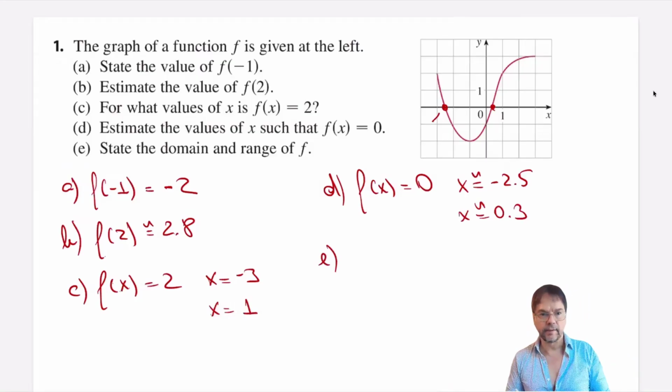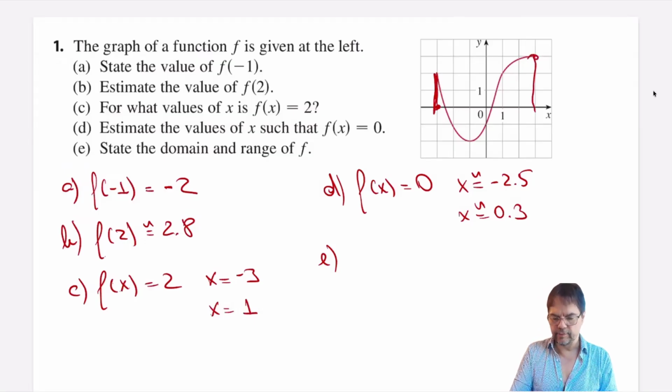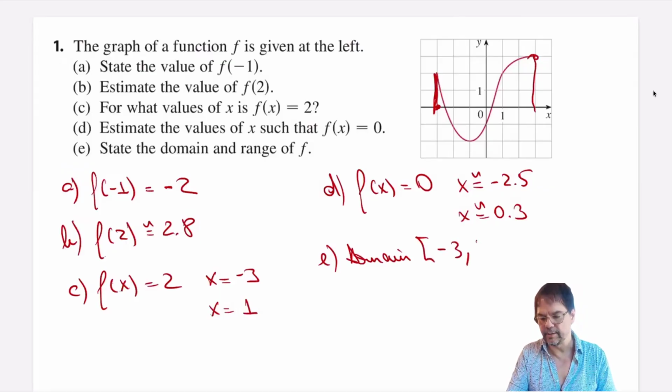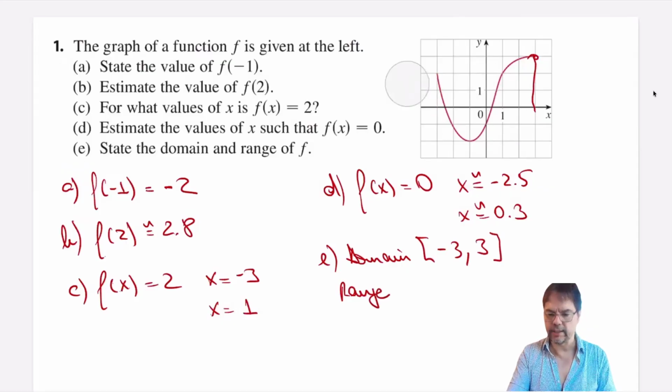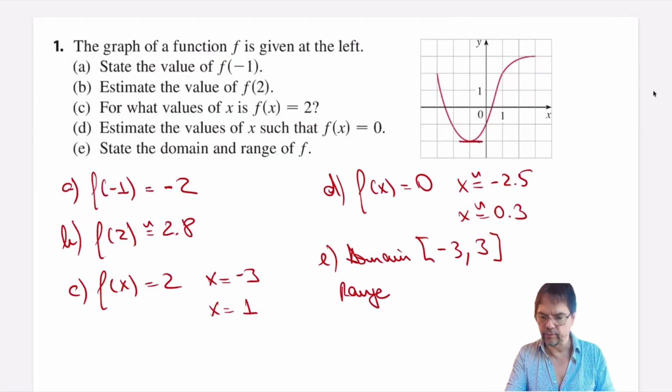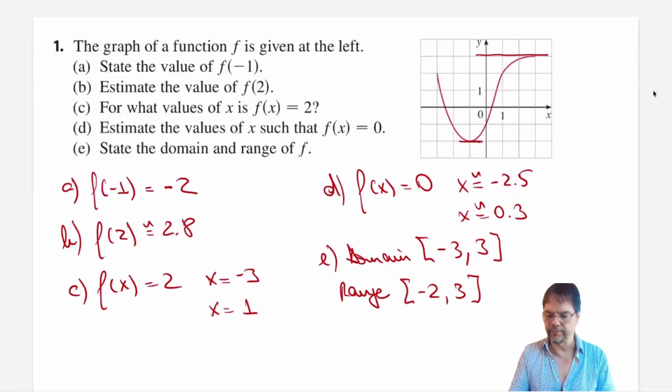E. State the domain and range. So the domain goes, inclusive, from -3 to 3. So the domain, brackets, -3, 3. And the range in y is from -2 to 3, brackets, -2 to 3. That's it. Let's go to question 2.